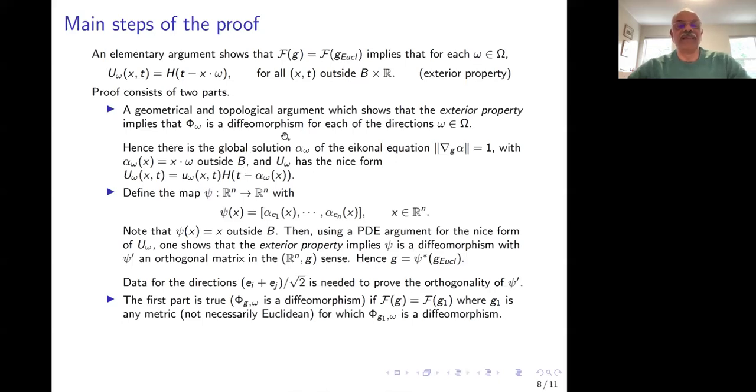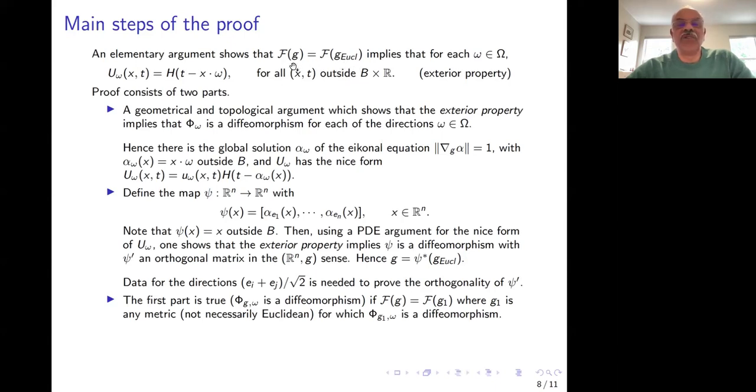So the other interesting thing is actually the argument in the first part is fairly general, that here we were comparing the data for G to the data for the Euclidean metric.